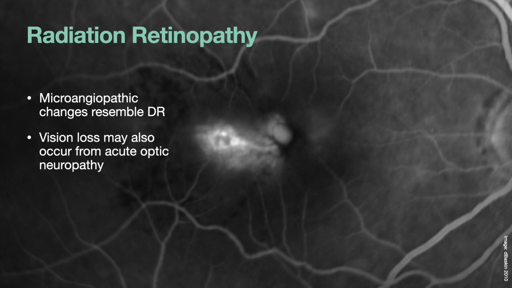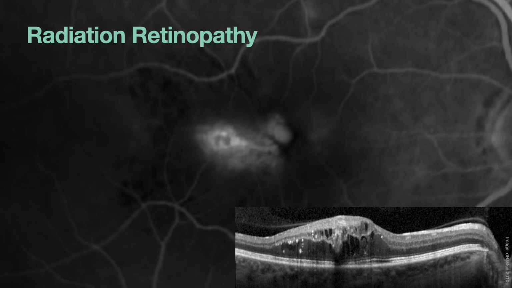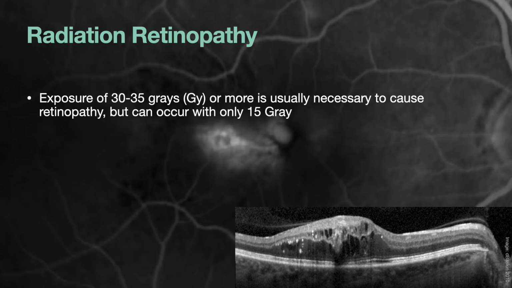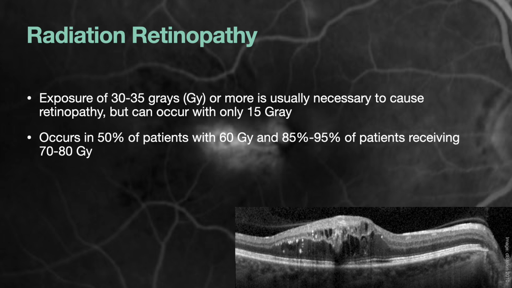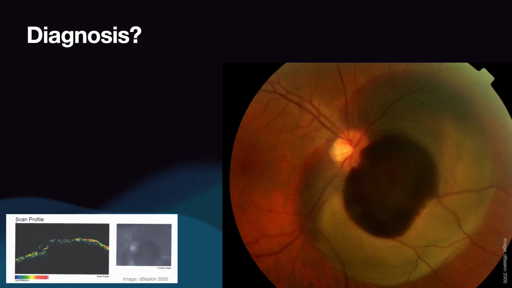Microangiopathic changes that resemble diabetic retinopathy. They can also get acute optic neuropathy, typically seen 18 months after exposure to external beam radiation. It happens earlier if they have local brachytherapy. And you can get changes even with a minimal amount of gray. I'm not sure if it's worth memorizing any of these numbers. Certainly don't need to have them memorized once you're a retina doctor. How many gray did you have? Well, you only had a 30% chance of getting macular radiation retinopathy. So anti-VEGF and steroids may be effective treatments, but they're currently being studied in the DRCR Retina Network protocol AL.